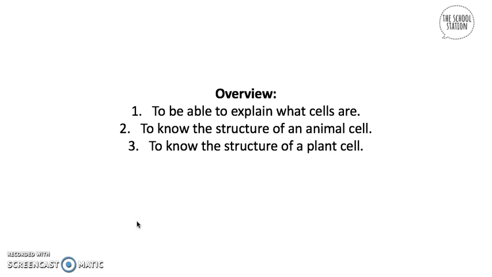Just as an overview of what we've learned today, we have learned what cells are. So cells are the basic building blocks of animals and plants. We've also learned the structure of an animal cell. We obviously know there are 5 main features in an animal cell. And last of all, we've also learned the structure of a plant cell. And we know that in a plant cell, there are the 5 features of an animal cell plus 3 more.